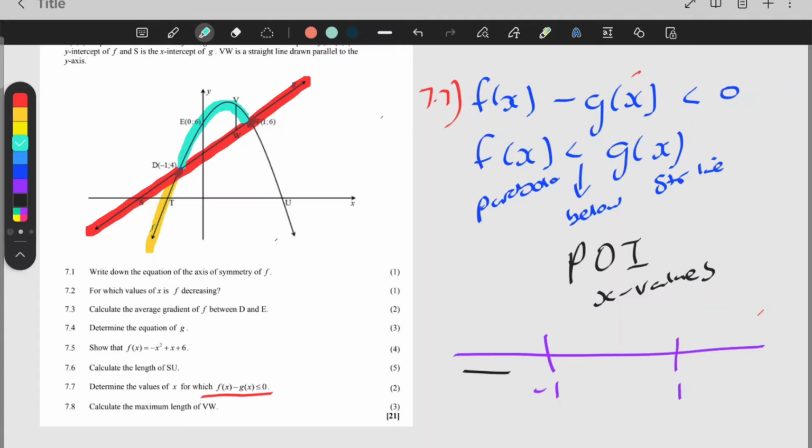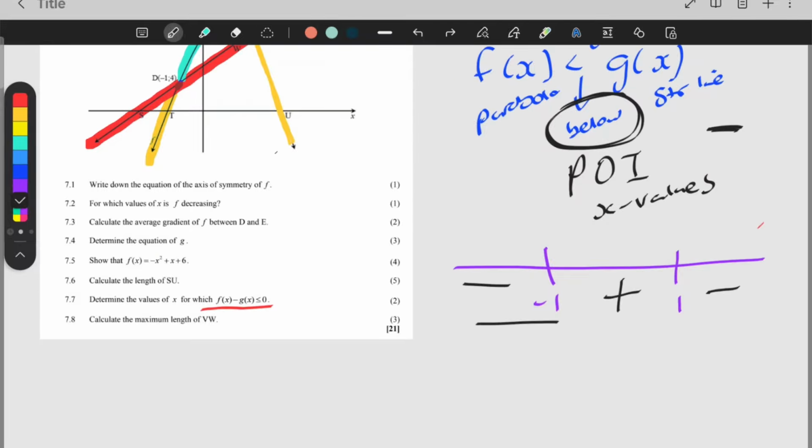Is it below or above the straight line? It is now above the straight line. And then after that second point of intersection, is it above or below? It's below the red line. So I'm going to say below. Now because they ask for below, I'm looking for my minuses. So my minuses are on this side of negative 1 and that side of positive 1. So it is where x is less than negative 1, that's that side, or it's on the right side of 1, where x is greater than 1.